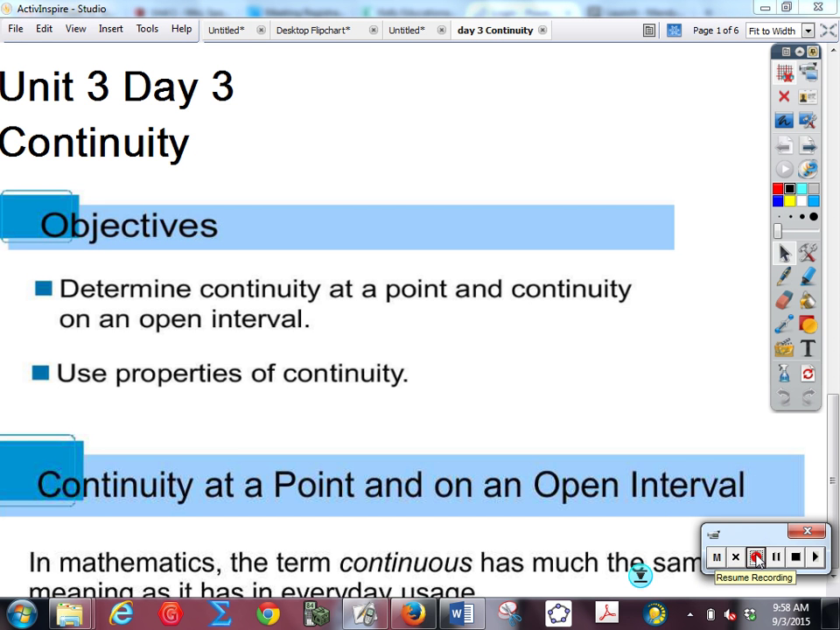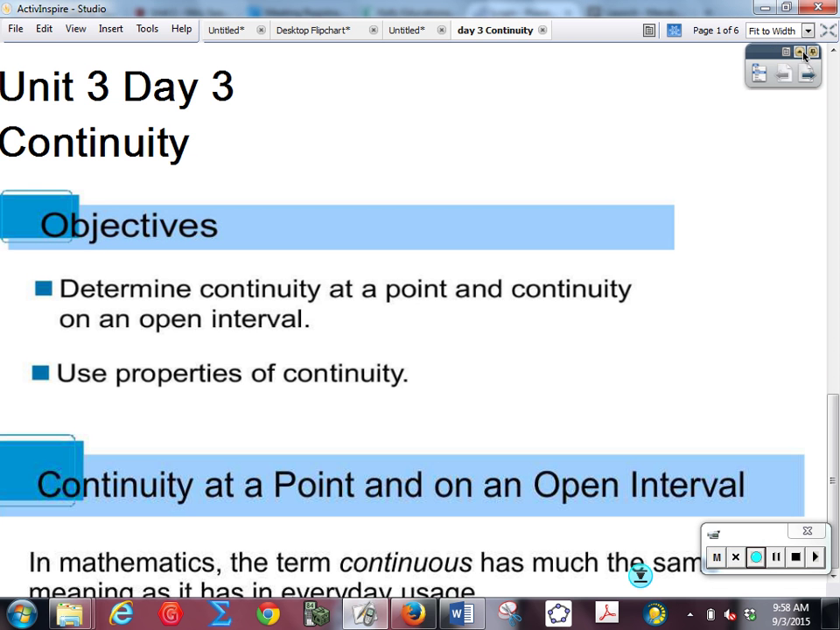Today we're going to talk about continuity and determine if something is continuous, and then just talk about what being continuous means. So you don't really need to write this down.